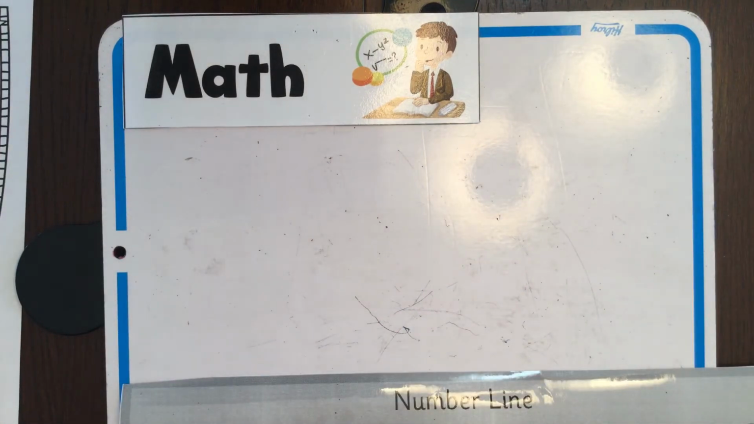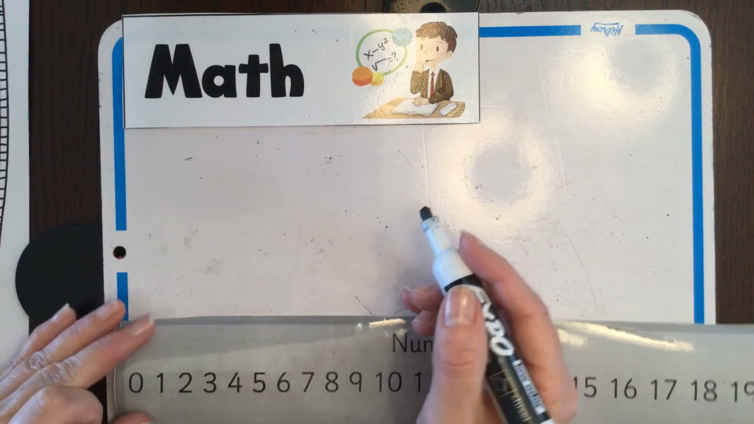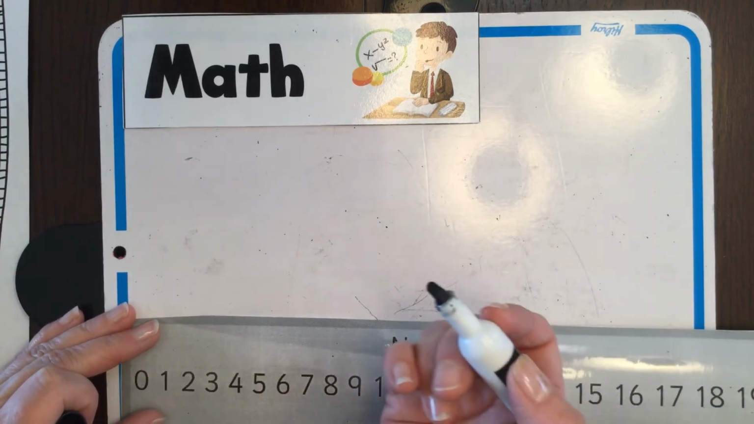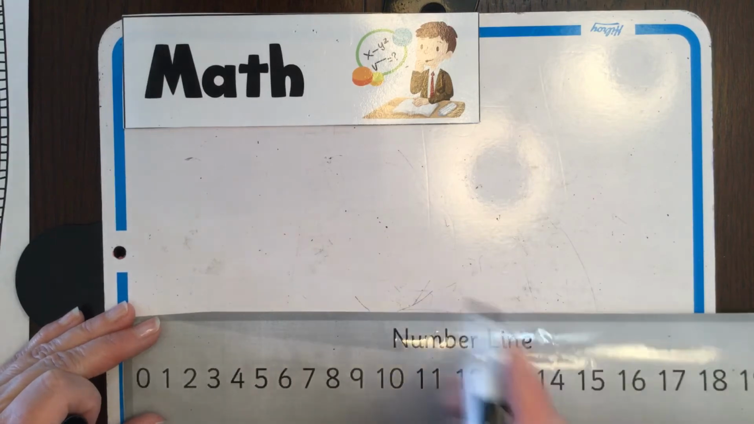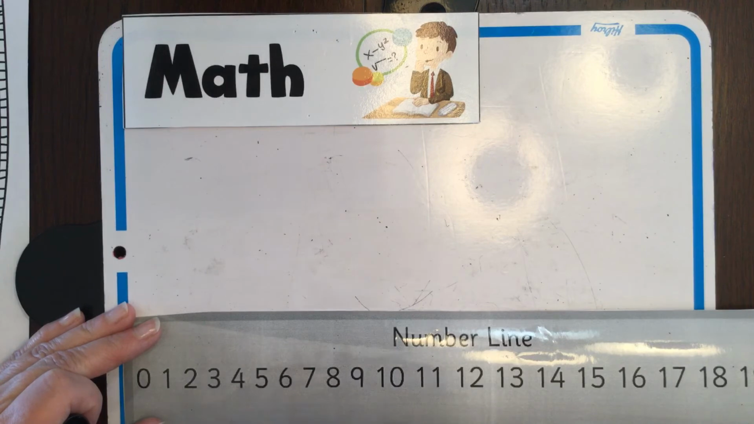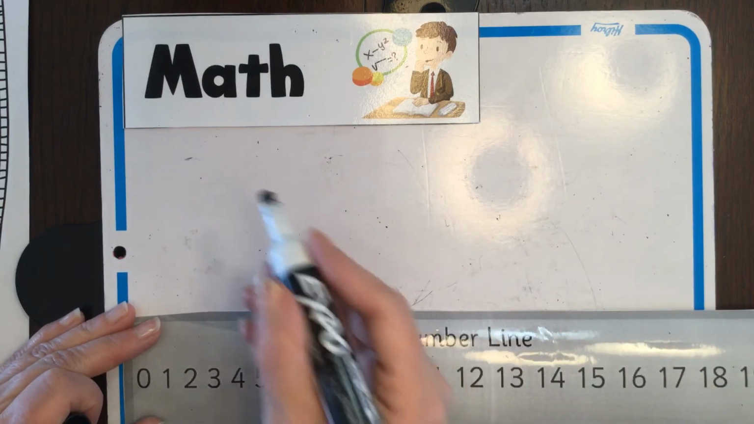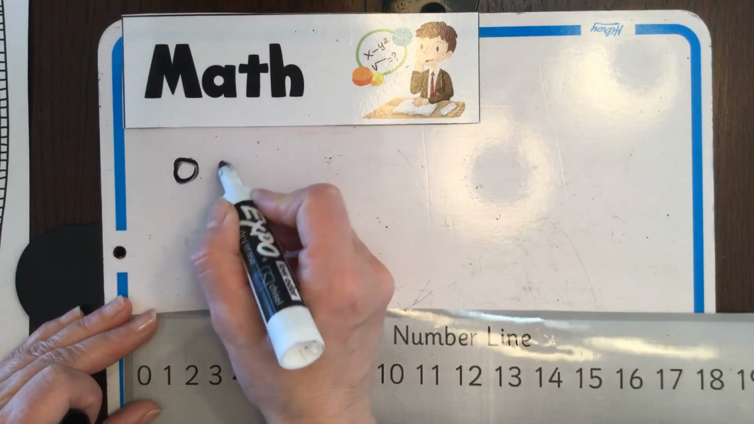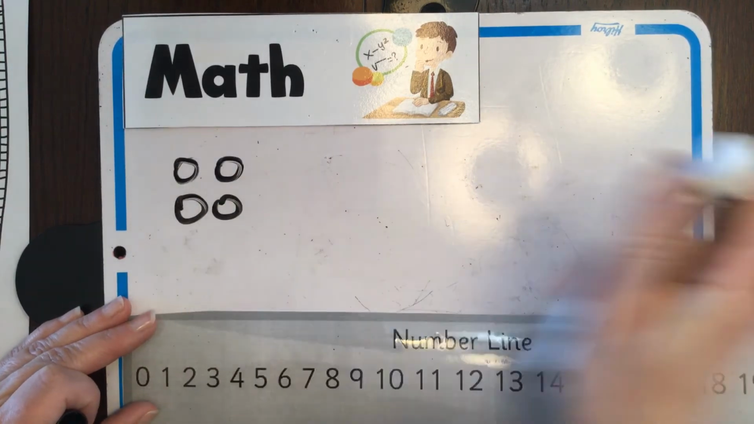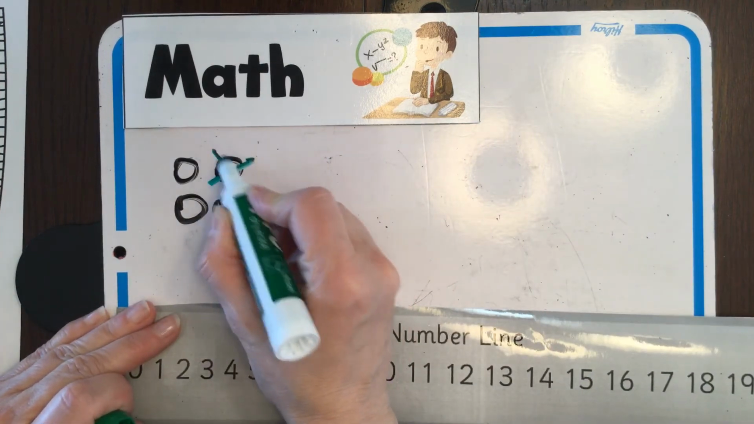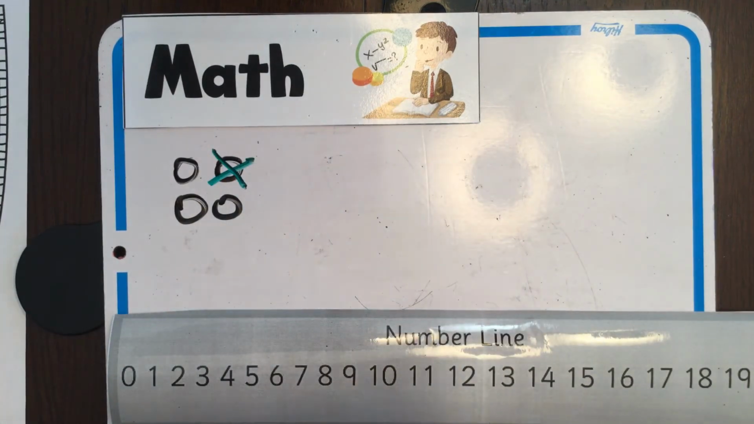Matt has 4 frogs. 1 frog hops away. How many frogs are left? When I'm asked to think about how many are left over or something left or took away or disappeared somehow, I'm going to be doing a subtraction question. So if I started with 4 frogs and I want to take one of the frogs away because he hopped away, I'm going to cross it off like that for my picture.